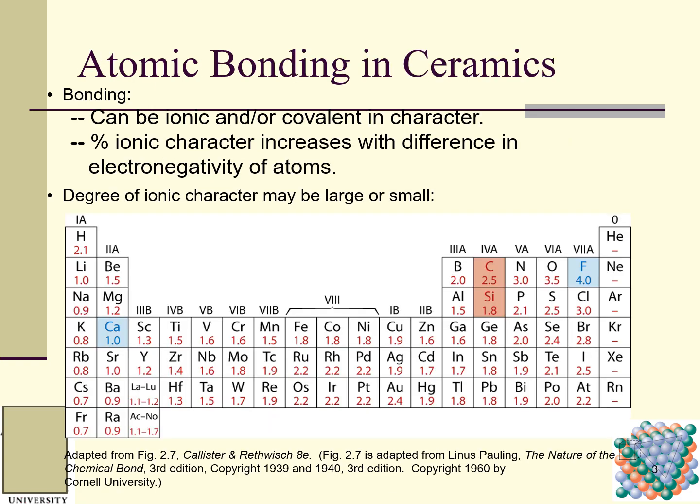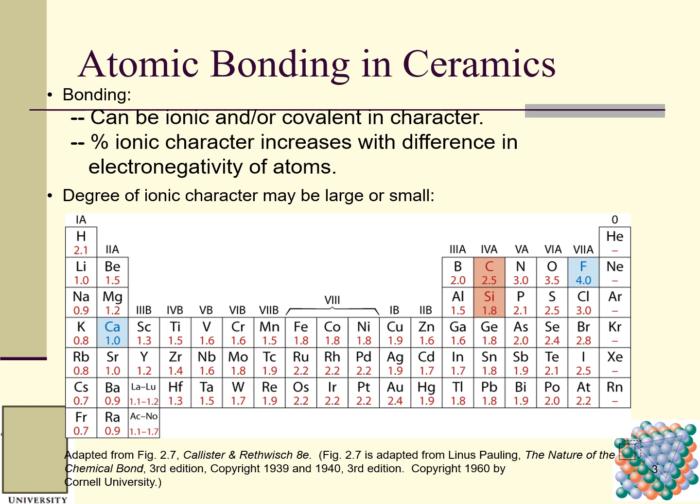And first, we look at this periodic table. So this is atomic bonding in ceramics. This is the periodic table, and we are familiar with it. First, we want to know the atomic bonding in ceramics, and the bonding can be ionic and/or covalent in character. And the percentage of ionic character increases with difference in the electronegativity of atoms.